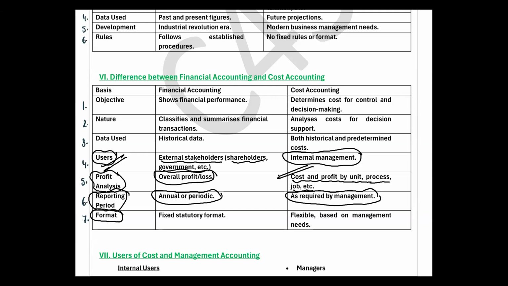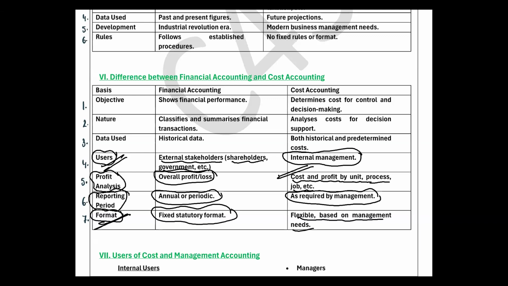Now, what is the format? For preparation of the balance sheet in financial accounting, you follow the rules of the Companies Act. The Companies Act 2013 has given some formats, and you follow that. Some provisions of the Ind AS accounting standard are given under the Companies Act. With that standard only you make the balance sheet. So a fixed statutory format is followed in financial accounting, whereas in cost accounting it is flexible, based on management needs. So I hope these things are very much clear.